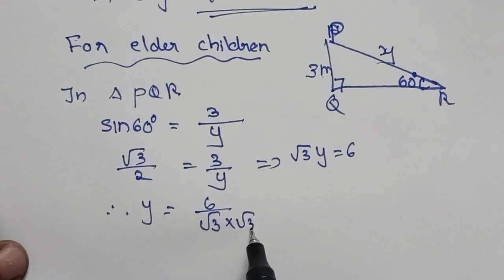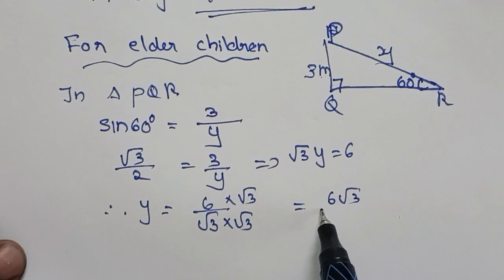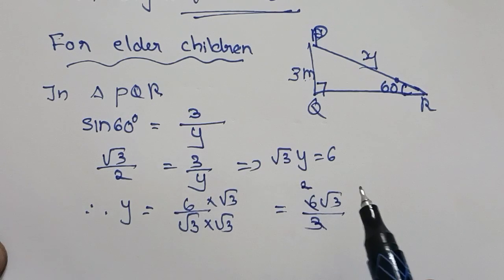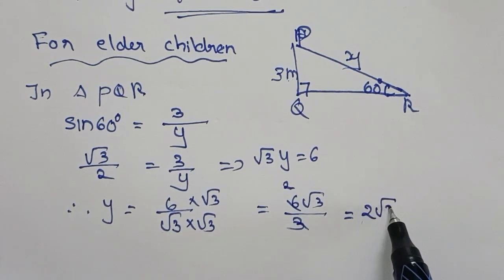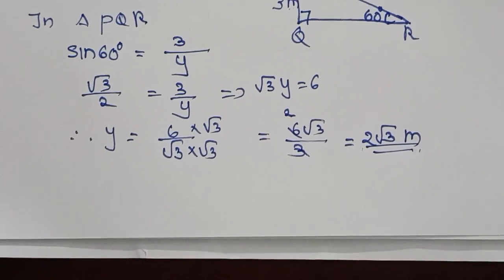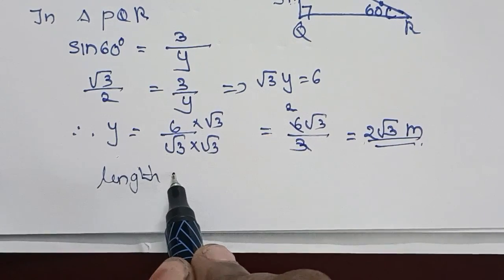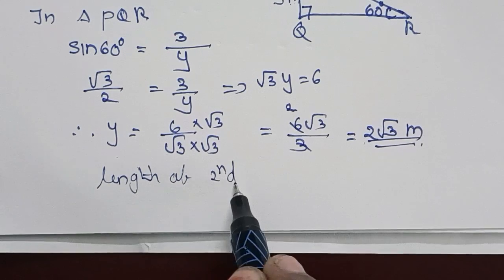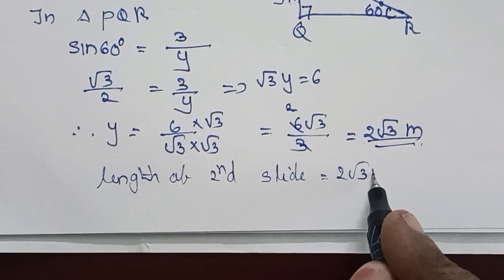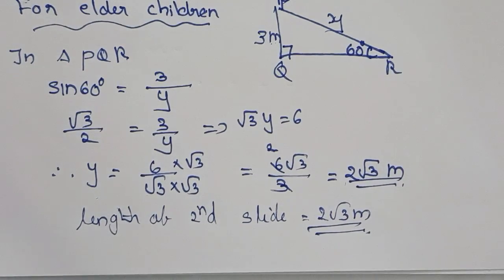Now we have to rationalize it. Multiplying by root 3, we get 6 root 3 divided by 3. After cancellation, 6 and 3 cancel 2 times. So the final answer is 2 root 3. Answer is 2 root 3 meters. That is the length of the second slide equal to 2 root 3 meters. First one it is 3 meter, second it is equal to 2 root 3 meters.